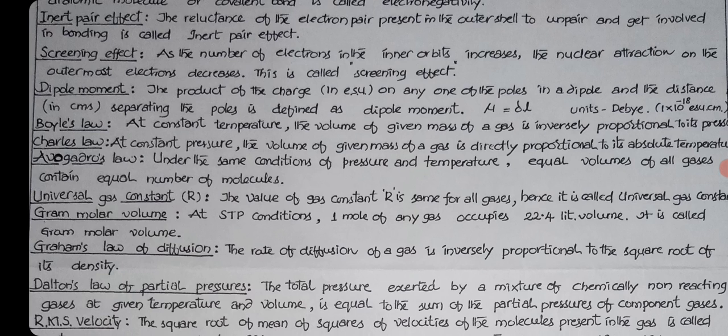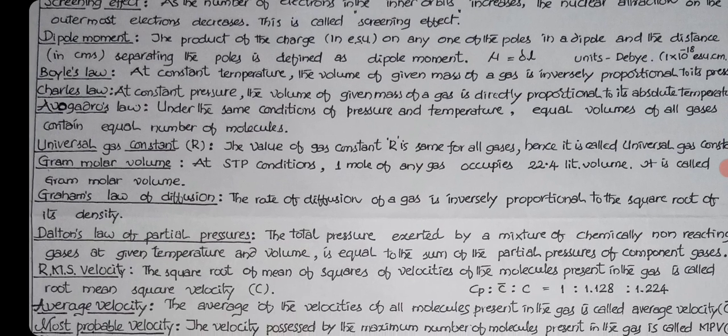Boyle's law. At constant temperature, the volume of given mass of a gas is inversely proportional to its pressure. Charles's law. At constant pressure, the volume of given mass of gas is directly proportional to its absolute temperature. V is directly proportional to T. V by T is equal to constant, or V1 by T1 is equal to V2 by T2. Boyle's law: P is proportional to 1 by V, or PV is equal to constant, or P1 V1 is equal to P2 V2. That's for Boyle's law.